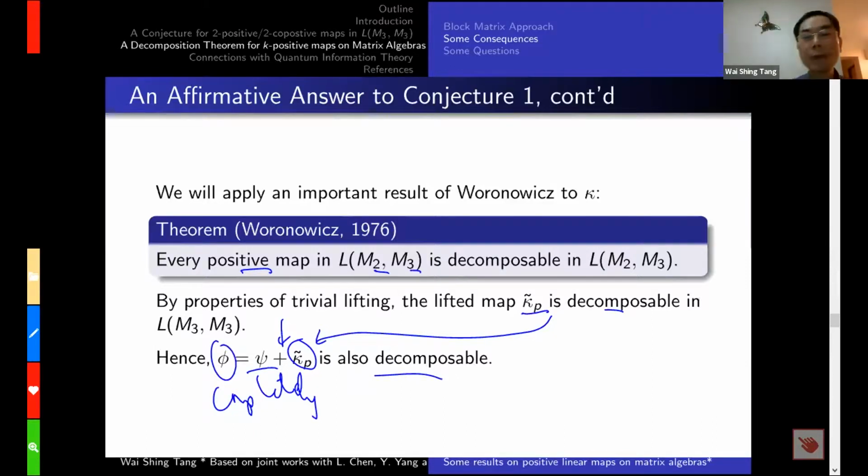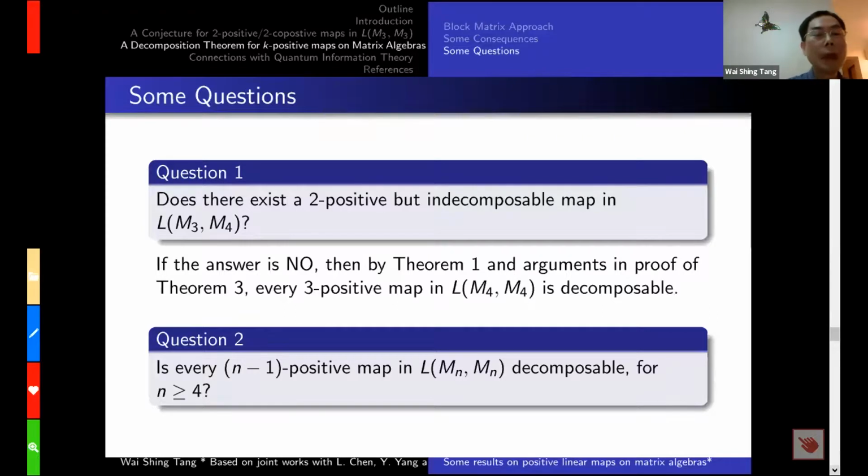Now of course there are some related questions, such as whether every 3 positive map from M4 to M4 is decomposable. Just now we have proved that every 2 positive map from M3 into M3 is decomposable, so we may consider the next step. And more generally, whether every n-1 positive map from Mn into Mn is decomposable. Apparently, so far I don't know the answer.